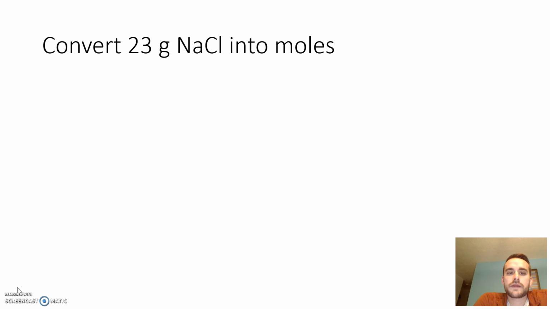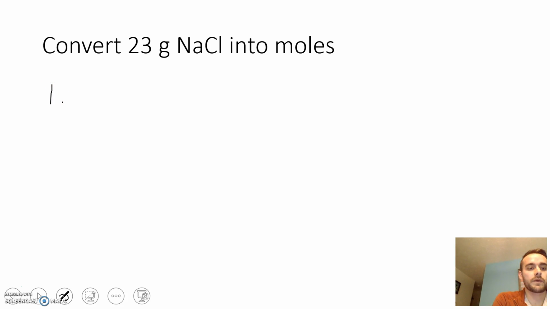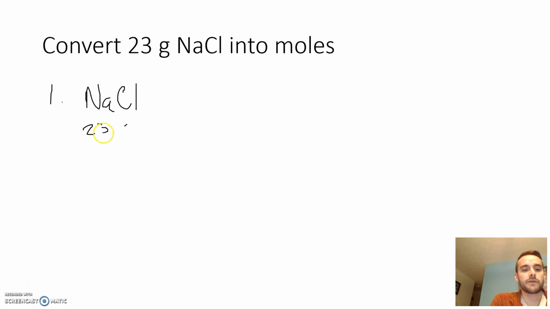First, we're going to convert 23 grams of sodium chloride into moles. Okay, so you know that the first step in all of these problems is to find the molar mass of the compound that you're working with. So first thing, we're going to take NaCl, and we're going to look at the periodic table and figure out what 1 mole of each of those atoms weighs. For Na, I know that it's 23. For Cl, I know that it's 35.5. And we'll go ahead and add those up.